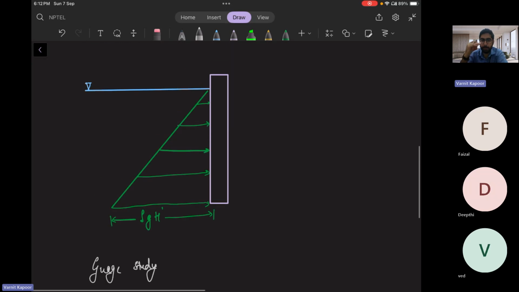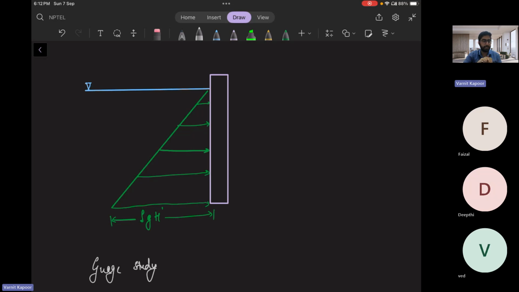But if you observe, the hydrostatic pressure which is acting is linearly varying. So we need to find out the net pressure force of this hydrostatic pressure over this gate. There are 2 points: one is the center of gravity and one is the center of pressure.